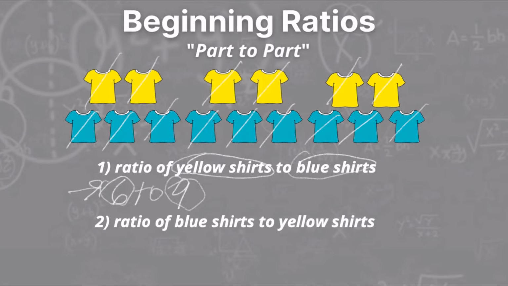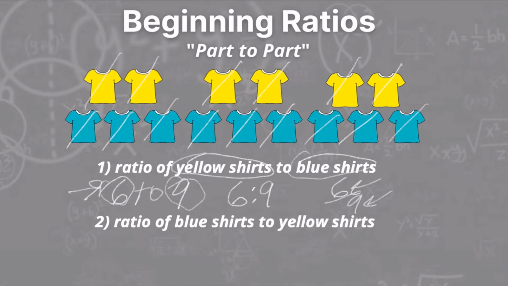We can also write out this 6 to 9 using a colon. We can say 6, the colon means to, 6 to 9. One more option is we can show this as a fraction. We can show this as 6 over 9. Your numerator right here would be whatever the first item was, and your denominator would be whatever the second item was. In this case, it would be yellow shirt for the numerator over blue shirt for the denominator.